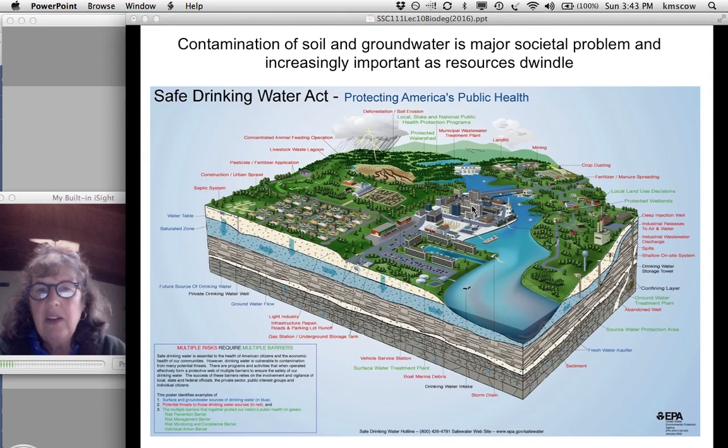All right, and we know that contamination of soil and groundwater is a major societal problem, and it's becoming more and more of a problem as there's less and less of the resources. We're seeing that with water and with fracking and the need for using large amounts of water for recovering petroleum from places that it's not very easy to get out, and you have to pump a lot of water down in there to process it, and then there's not much water anyway, so what do you do with that water?